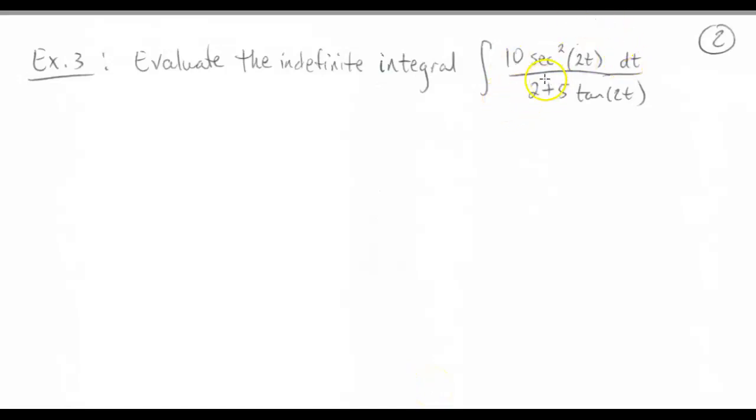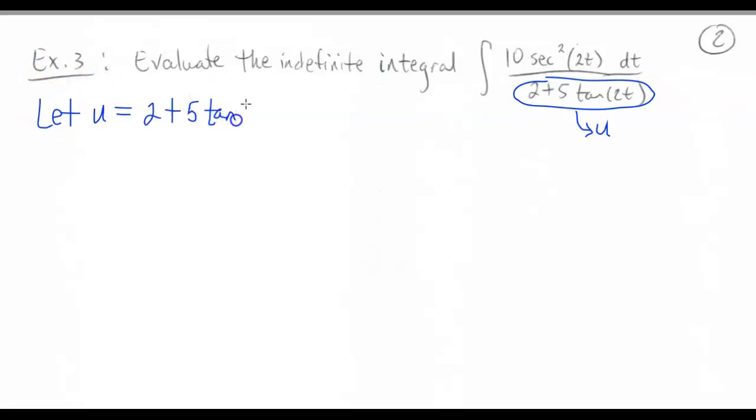But we do see here that if I was to allow my denominator here to equal u, then of course, if I took the derivative of it, I know that the derivative of any constant is 0. And ignoring this 5 here, if I take the derivative of tangent, that's going to be secant squared. And I see that I have that in my problem here. So that lets me know that, hey, substitution would actually work well. So here we're going to say let u equal 2 plus 5 times tangent of 2t.